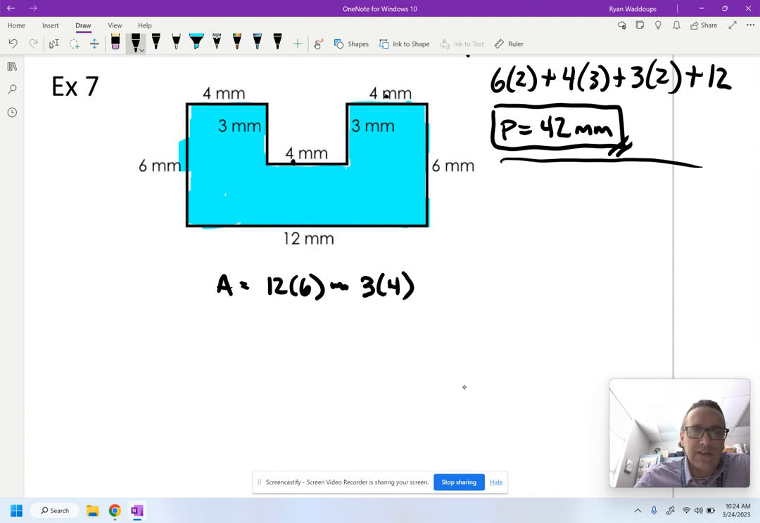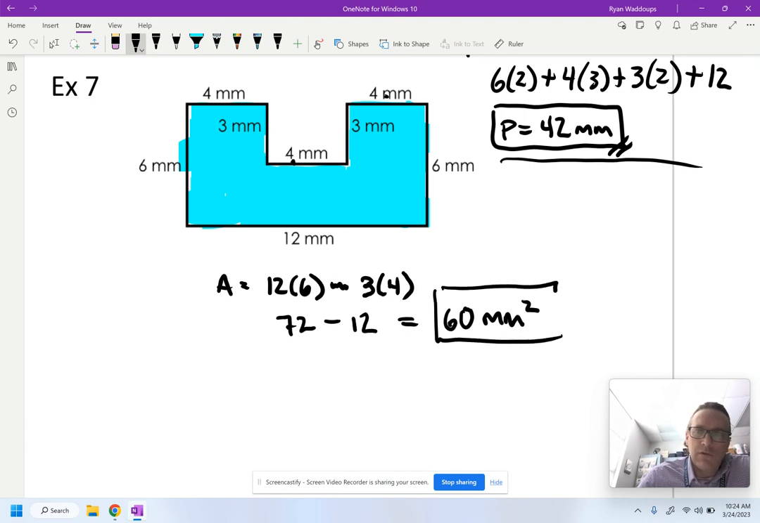And 12 times 6 is 72. Minus 3 times 4, which is 12. And that would give me 60. And the units would be millimeters squared. And so that's the area.